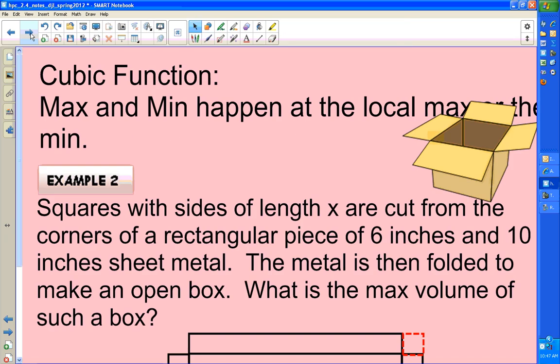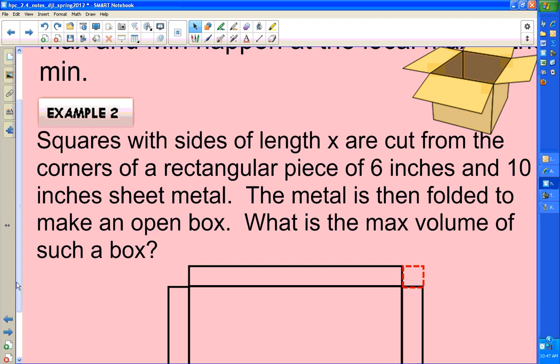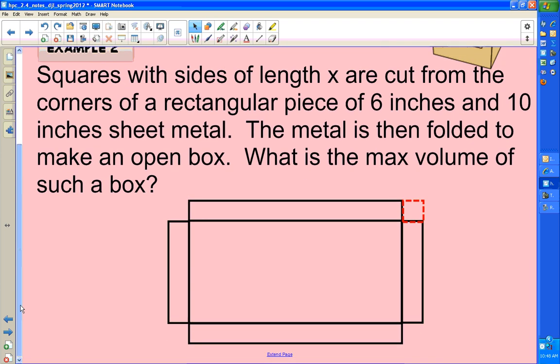Okay, this is a pretty common problem where they ask you to take something that's two-dimensional and turn it into something three-dimensional by folding it. Sometimes you have a piece of paper, you'll see in your homework tonight, you'll take a piece of paper, fold it 3 times lengthwise, and turn it into a prism. In this problem, it's a box problem, and the box is going to be open when we're done. This happens to be a piece of sheet metal, it could be a piece of cardboard, whatever.